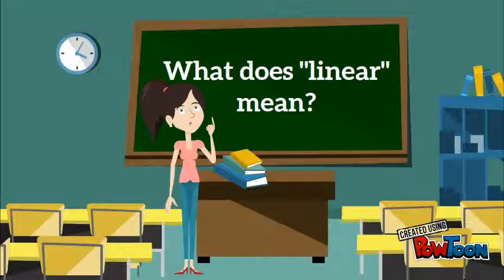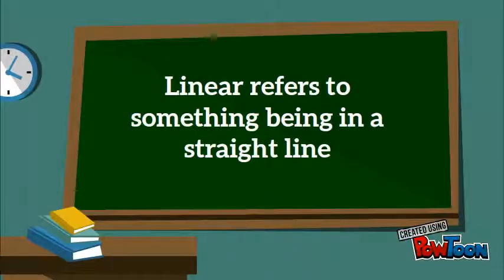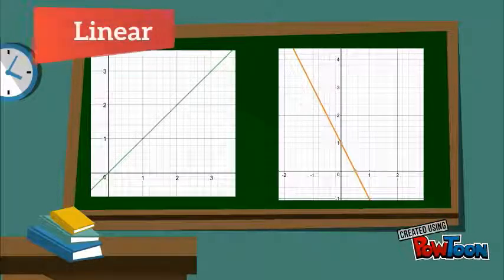So since we're talking about linear functions, take a second to think, what does linear mean? Linear refers to something being in a straight line. Here are some examples of graphs of linear functions. As you can see, they are both straight lines and can have a positive or a negative slope.